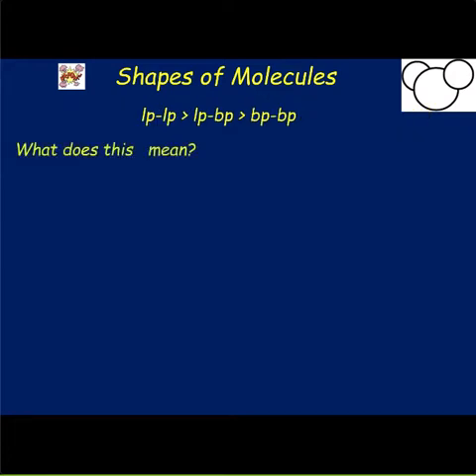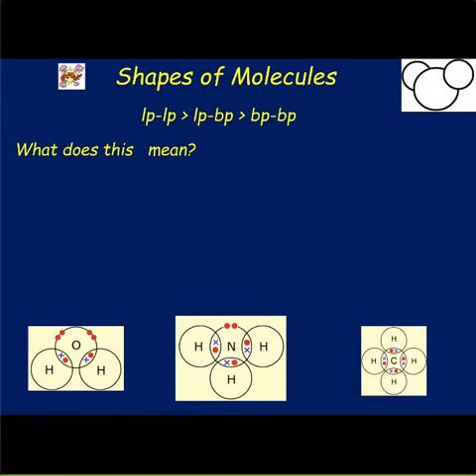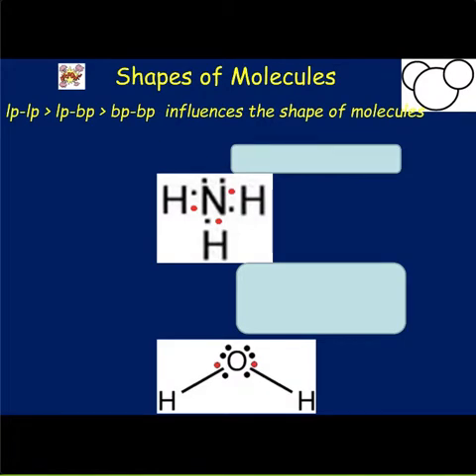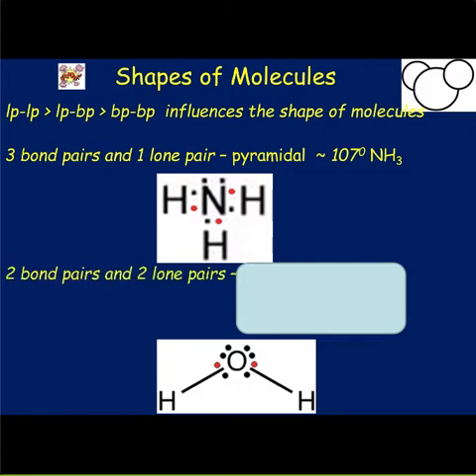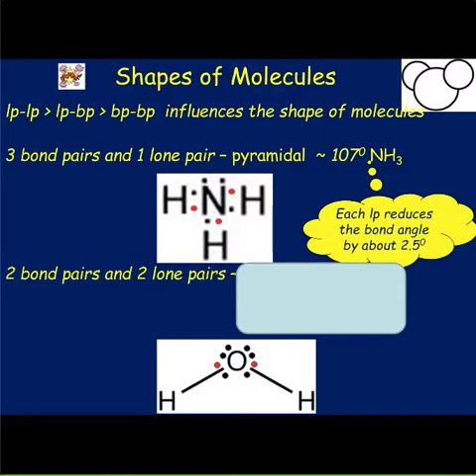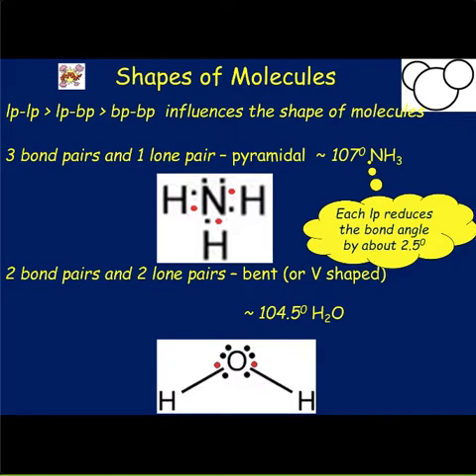Similarly, for going across, I'm going to come back to this in a second. So similarly, when we do 3 bond pairs and 1 lone pair, it's pyramidal, and with 2 bond pairs and 2 lone pairs, it is V-shaped or bent. And once you start adding in these lone pairs, you reduce your bond angle by 2.5 degrees.